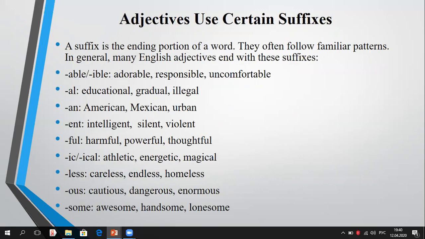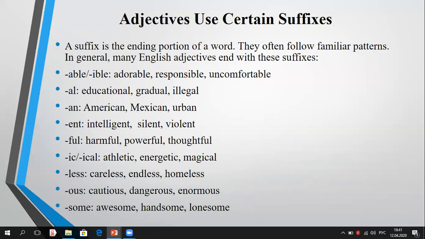In our previous lesson, we took suffixes and prefixes, and I think that you understood the suffix at that lesson. A suffix is the ending portion of a word. They often follow familiar patterns. In general, many English adjectives end with these suffixes. These are the suffixes by adding which an adjective is formed.